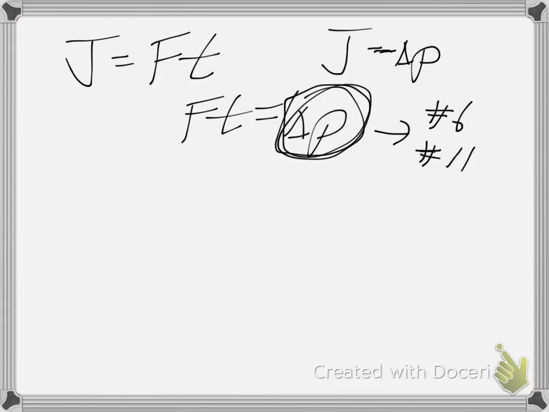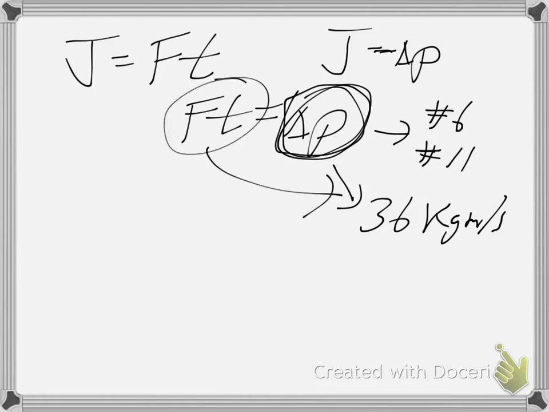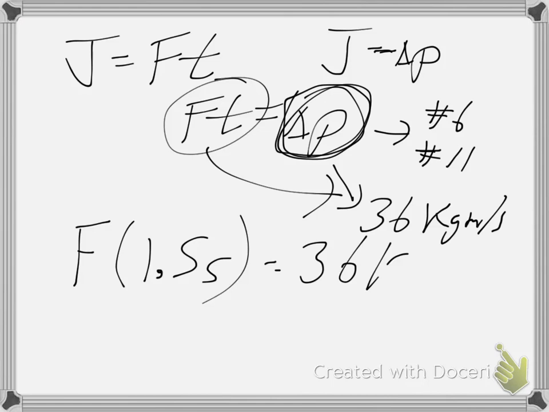Now, if you go back and look at number 6, you should find that this delta P is going to be 36 kilogram meters per second, because we said 3 times 12 is 36, and since we don't have an initial velocity, then there's no initial momentum, so that's going to be your impulse. So, our force times time here will equal 36 kilogram meters per second. I'm looking for my force, and I'm told that my time is 1.5 seconds. Now this will equal 36 kilogram meters per second. And if I divide kilogram meters per second by seconds, that gives me kilogram meters per second squared, which is force.